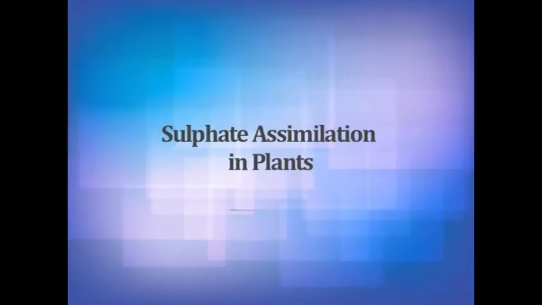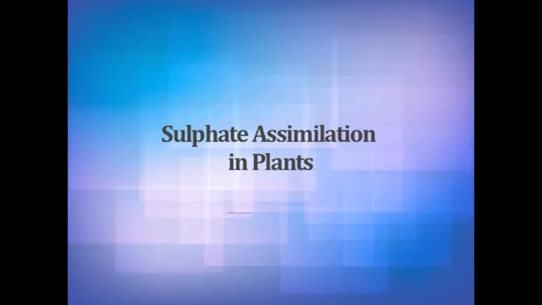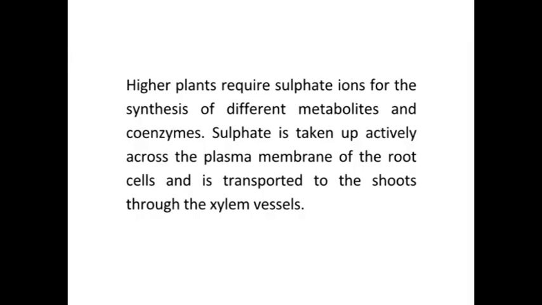Next, let us learn about sulphate assimilation in plants. Unlike animals that require essential sulfur-containing amino acids in their diet, plants are able to assimilate inorganic sulfate ions to fulfill their nutritional sulfur requirement. Higher plants require sulfate ions for the synthesis of different metabolites and coenzymes.